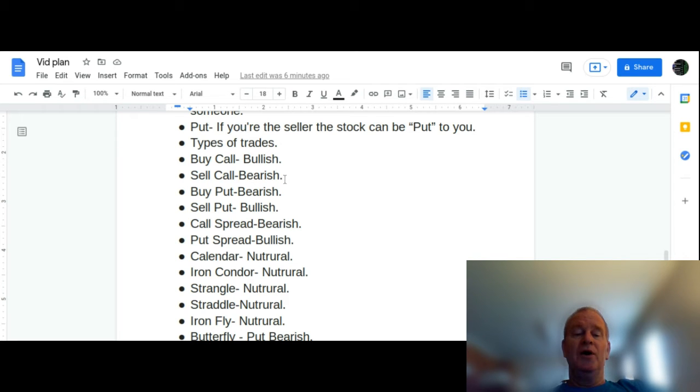To sell a call is a bearish trade. If the stock's at 50, you would typically want to sell a call, say at 52, above it, with the anticipation that it's going to go down.